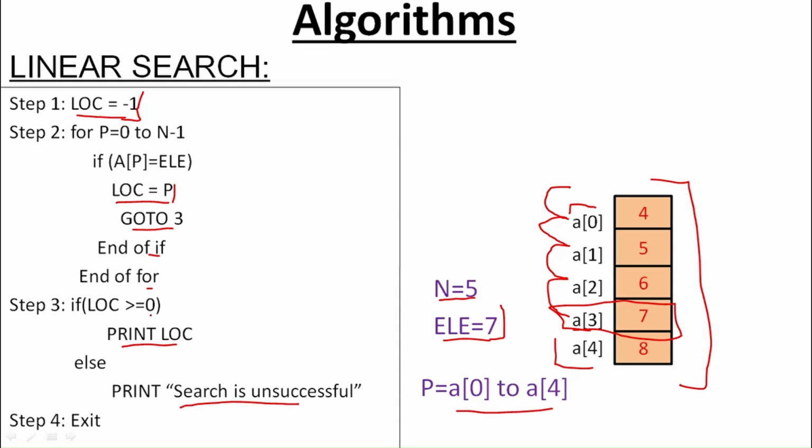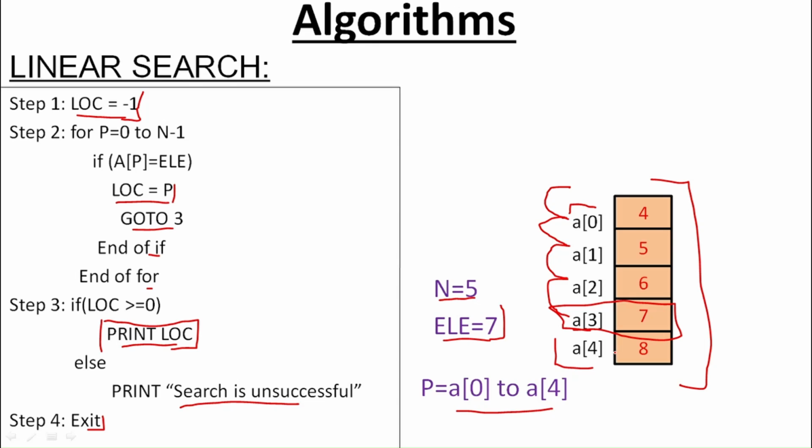Otherwise means what? If my location is not greater than or equal to 0, if my location is equal to -1 or -2 or anything like that, then my search is unsuccessful because the element doesn't exist. After this, it automatically comes out of the loop after printing my location. This is what I wanted, my print location. I hope you are clear with the linear search.